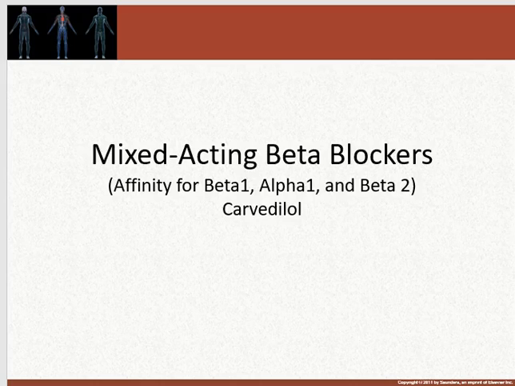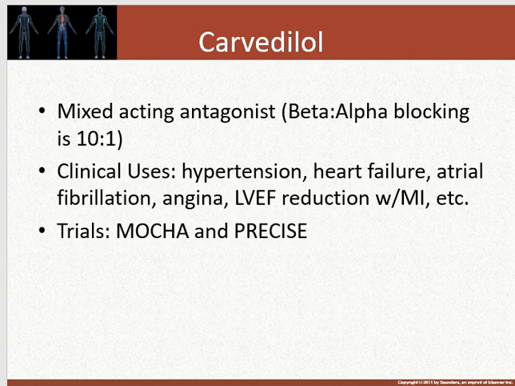Okay, so we've just summarized the use of beta blockers in the context of heart failure. And now we're going to talk about a special type of beta blocker, the mixed-acting beta antagonists. These have affinity for beta 1, alpha 1, and in some cases beta 2, but for the context of this lecture, we'll focus on beta 1 and alpha 1. And that drug is carvedilol.